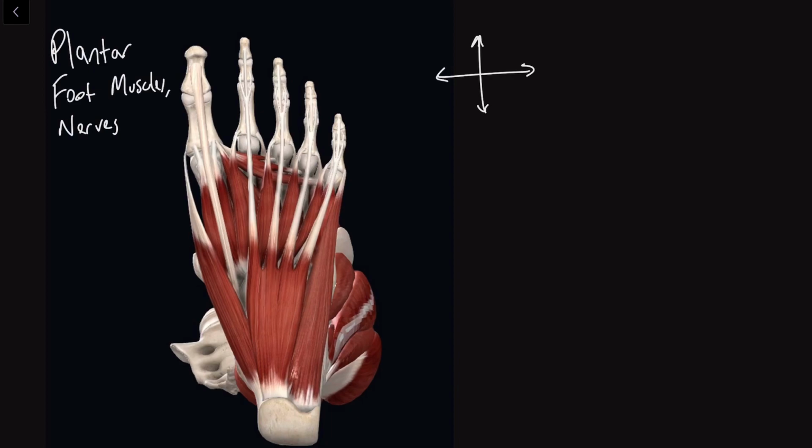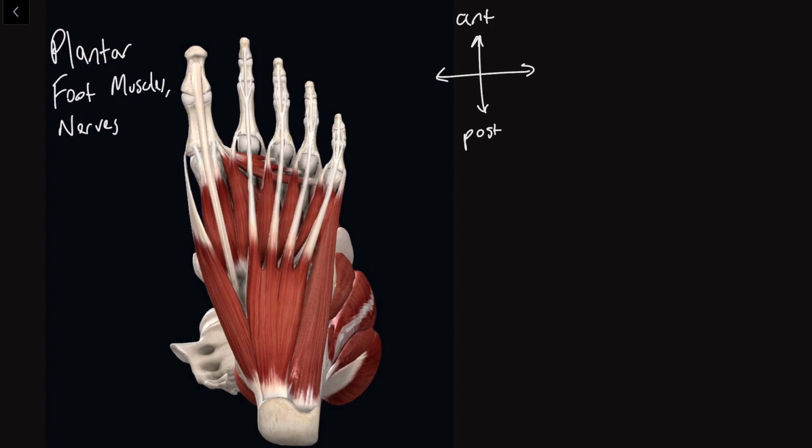Hey everyone, and now we're going to be looking through the plantar foot muscles and nerves. The very first thing we're going to do here is define our orientations. We're looking at the plantar, or the bottom side of our foot right here, at the most superficial layer currently. If we're looking up, this is going to be equivalent to being anterior. If we're looking down, that's going to be equivalent to looking posterior, or behind the body.